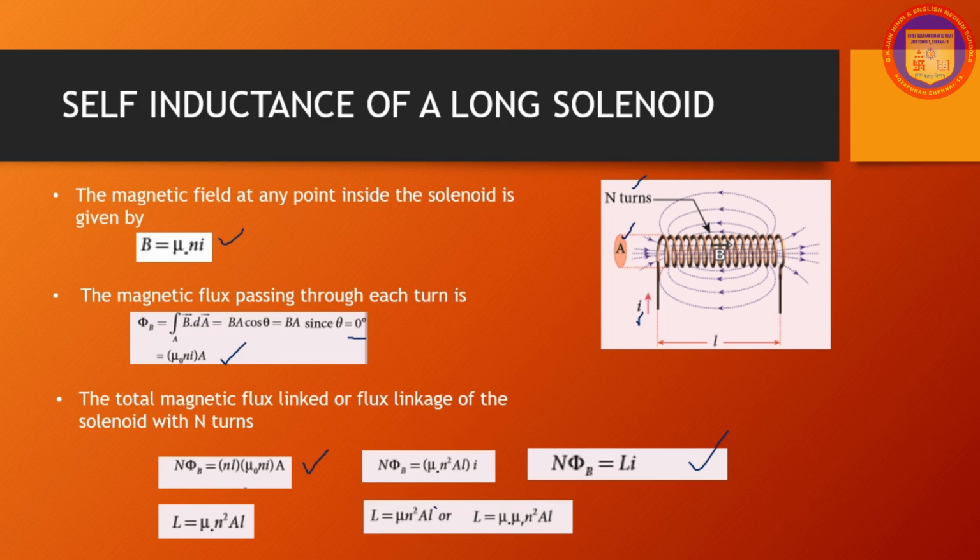Mu can take a different value if a dielectric medium, or relative permeability mu r, is substituted. Then L is equal to mu naught mu r n square A l. This is the equation we will get as the last one.